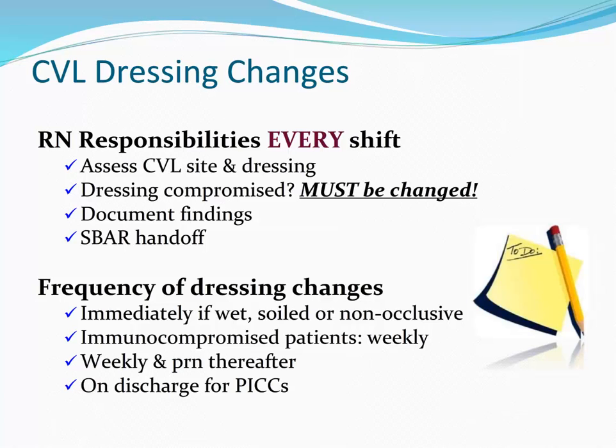How often do we need to change the dressing? Immediately if it's wet, soiled, or if it's non-occlusive. Every 48 hours if gauze is used to cover the insertion site. Weekly and PRN thereafter. Immunocompromised patients need a sterile dressing changed weekly as well. Most of our lines are IJs, and the dressing gets compromised a bit sooner than the week, unfortunately. So this schedule seems more like a dream than the reality.